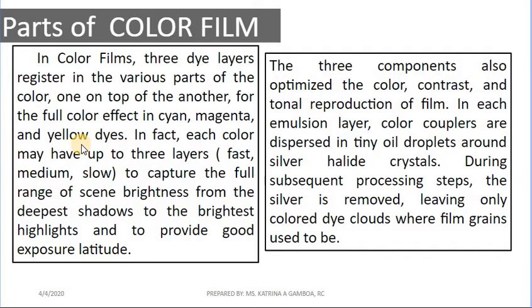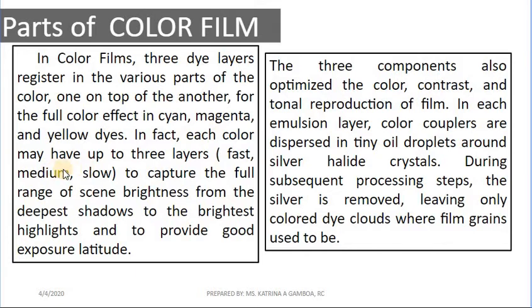Ano sa tingin nyo, ano yung 3 dye layers na pinagsama-sama nila dito? Para mabuo ang cyan, magenta, and yellow. Red, blue, green. Blue, red, green. Di ba? Blue, red, green. Yun yung tinatawag natin primary colors.